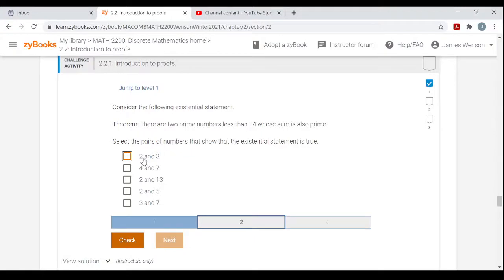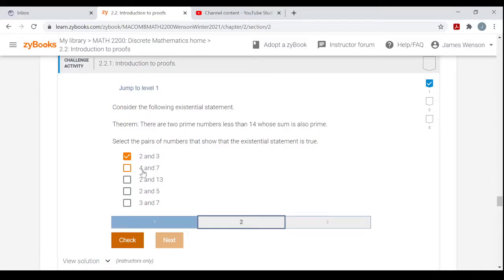Well, let's see. 2 and 3 are prime. They're both less than 14. Their sum is 5, which is also prime. Select the pairs of numbers that show the existential statement. Now, that makes it true. But it wants you to select all the pairs. This would be enough to prove it. 2 and 3 make this true, but they're asking for all the pairs.